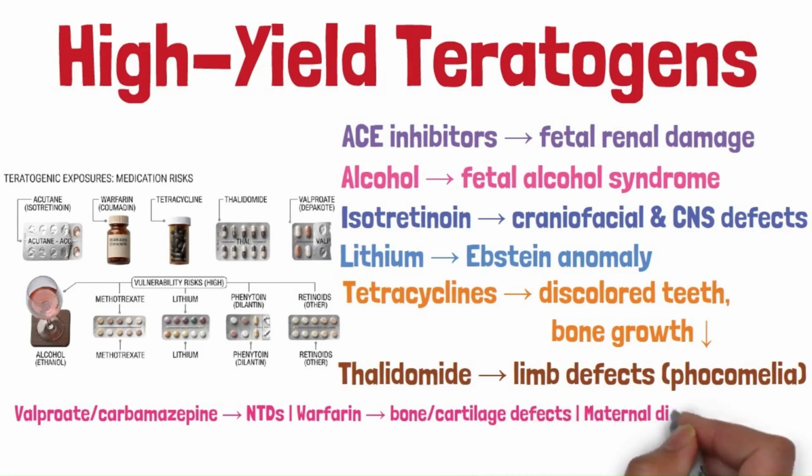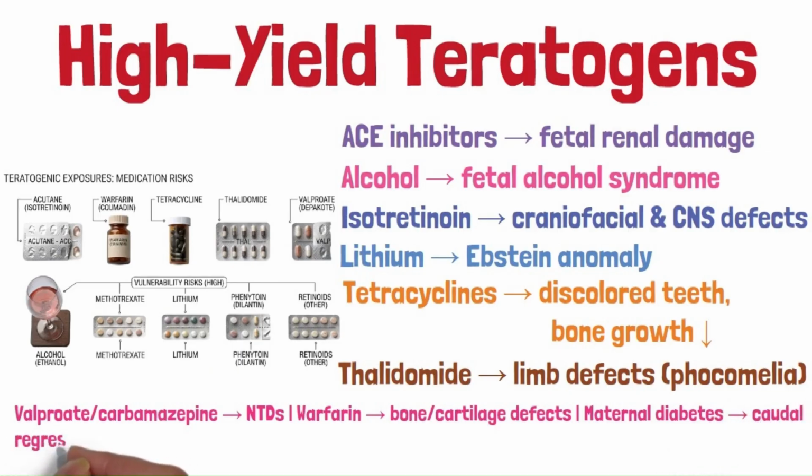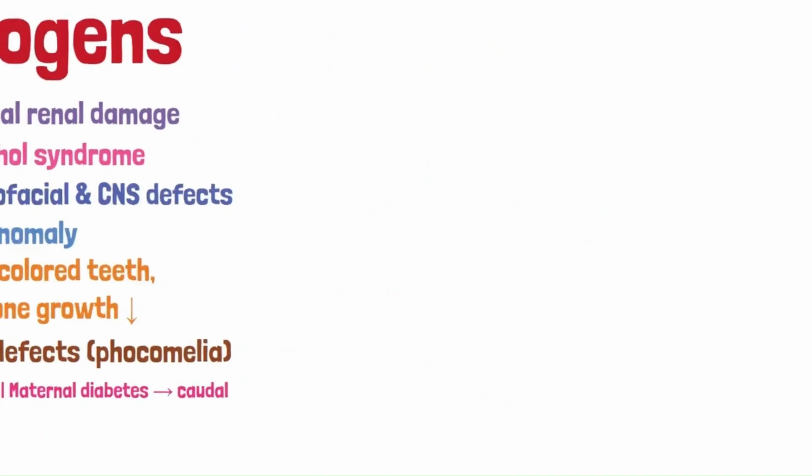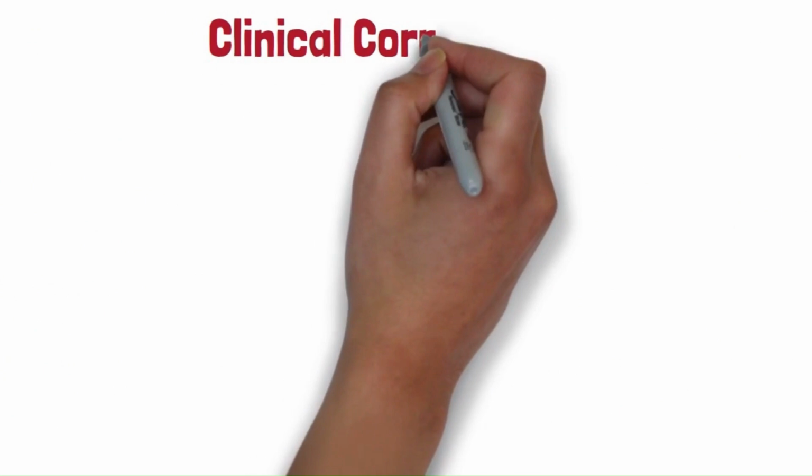Maternal diabetes is linked to caudal regression syndrome and cardiac defects. And methotrexate causes multiple congenital anomalies across systems. If you remember one thing from this list for the exam, remember thalidomide and limb defects, and alcohol and craniofacial features, those get tested the most.